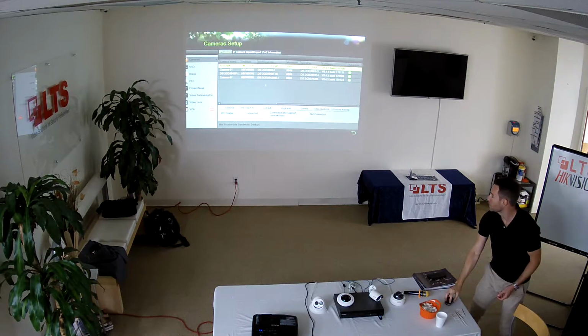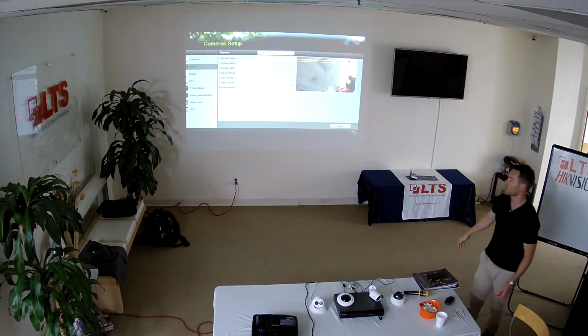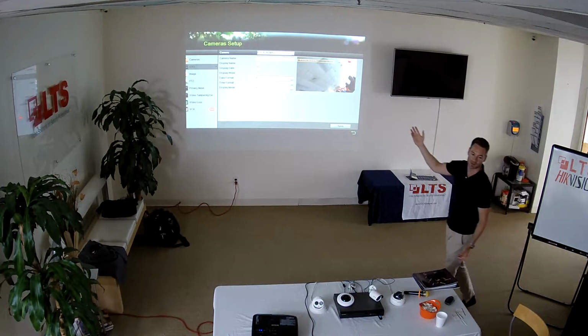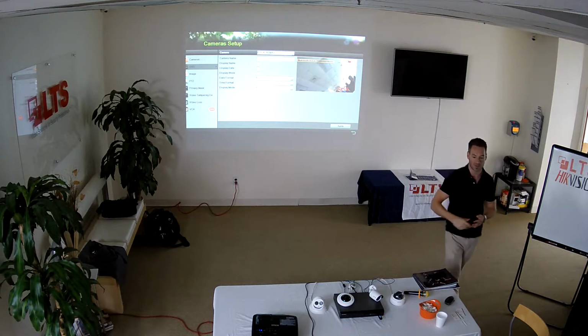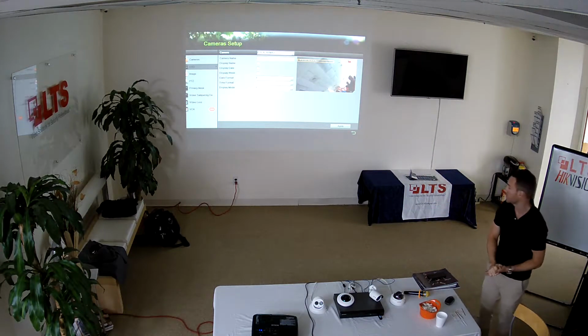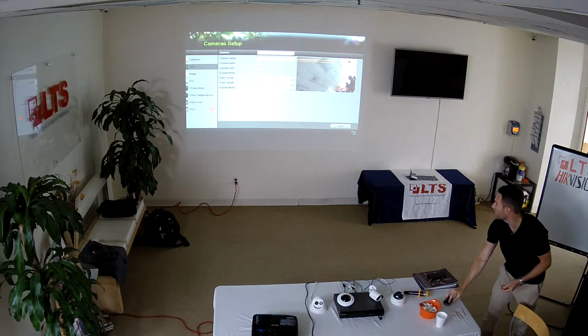OSD stands for on-screen display. So this is where I like using titles to notify myself of which camera is which, instead of numbers, instead of D1 through 4. So this is where you would type that information in. By default, everything is camera 1. Going to change this to LTS.